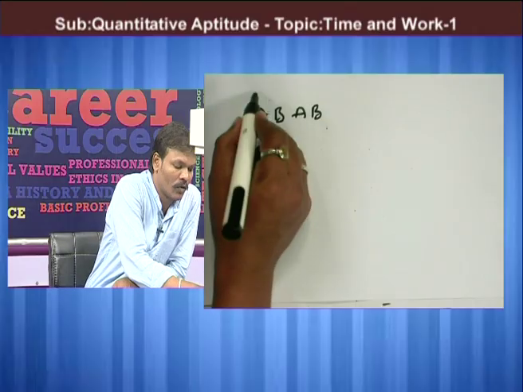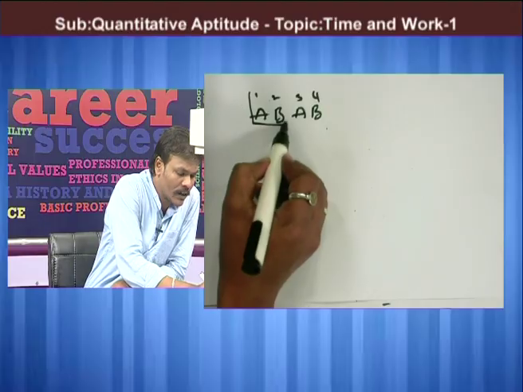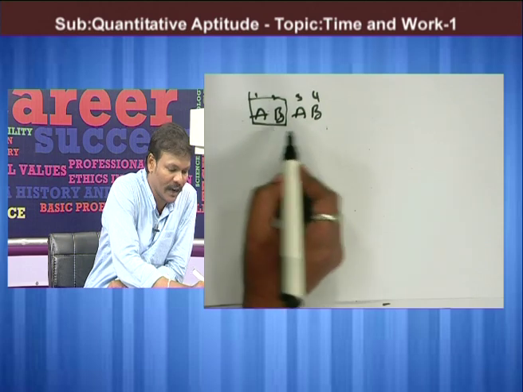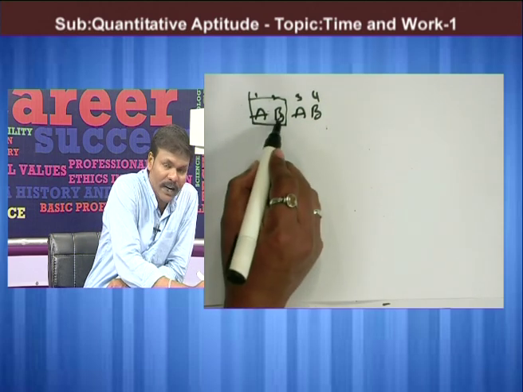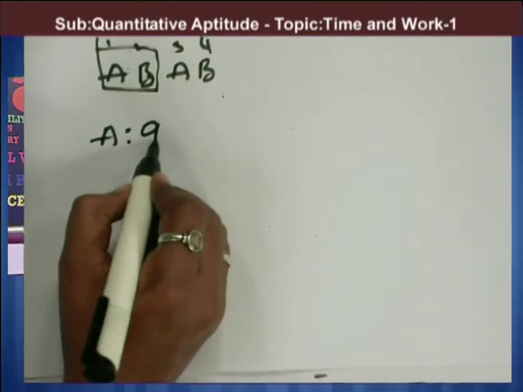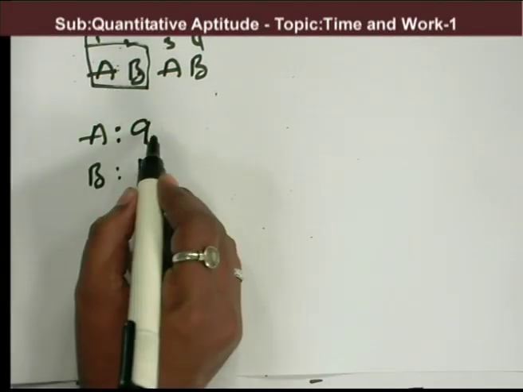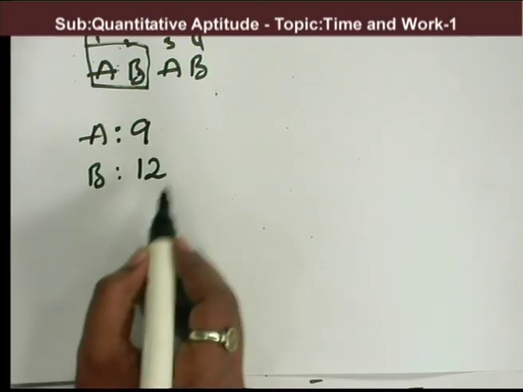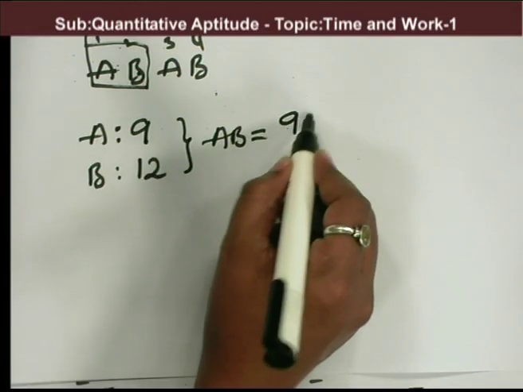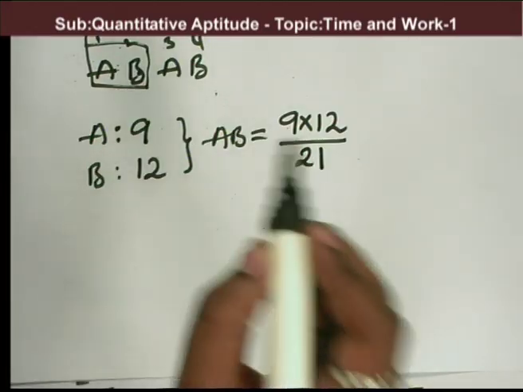So, 1st day, 2nd day, 3rd day, 4th day. For every 2 days, the group A and B is working together, which is easy to understand. So again we are applying the A, B working together days. A can complete the work in 9 days, B can complete the work in 12 days. If A, B are working together, the multiplication is 9 into 12 by the addition of 9 plus 12, that is 21.